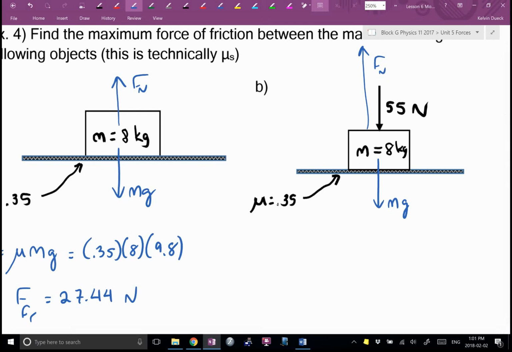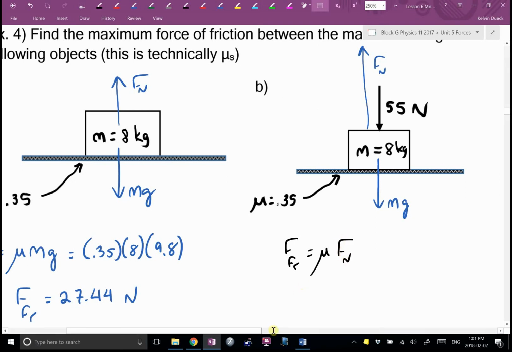Tristan, this question is still saying find the maximum force of friction. So friction is what times what? No. You have never heard me say mu mg. Don't ever say that again. It is not mu mg. Friction is what times what? Mu times the normal force. And I don't know the normal force.